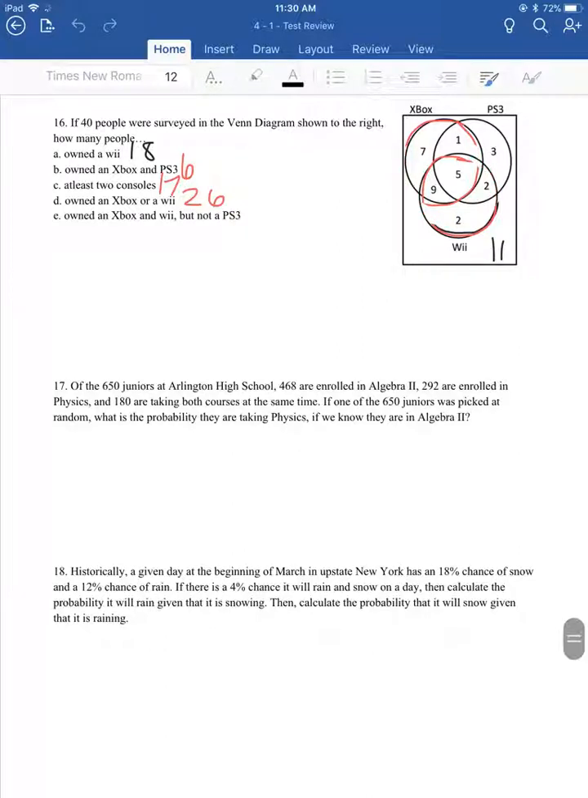And now we have owned an Xbox and a Wii, but not a PS3. So Xbox and Wii, that would be here. And a Wii would be here, but because we're not also owning a PS3, we do not include that. So this would just be 9.